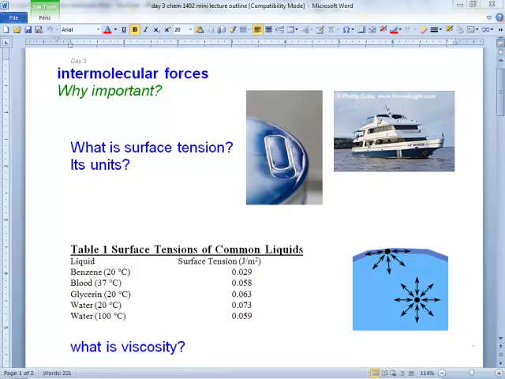Intermolecular forces. So what's the big deal here? There's a paperclip and a boat. Mari, what's going on with the paperclip? Why isn't it sinking? It should sink, but it's a static picture. I mean, it would just stay there.